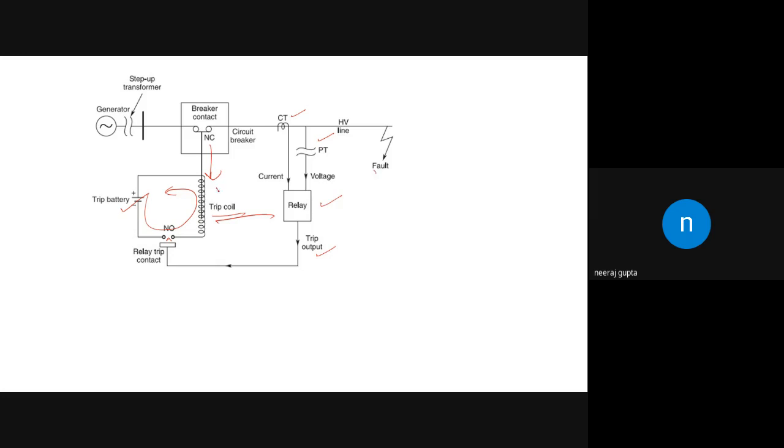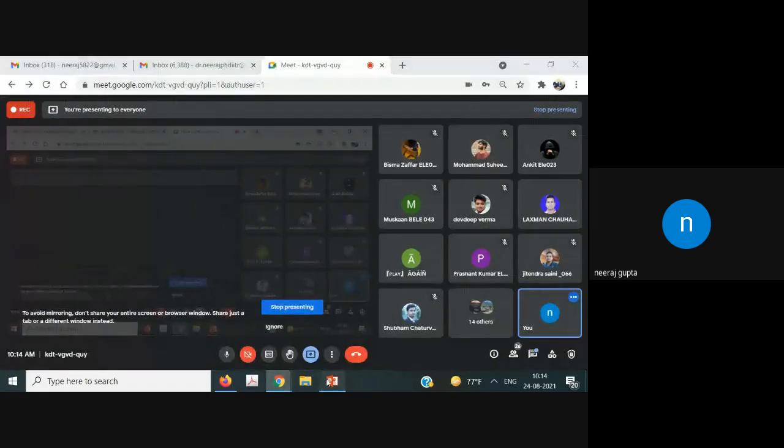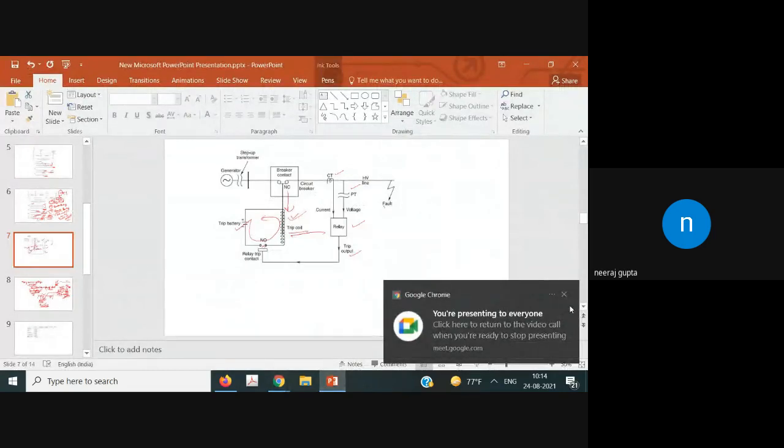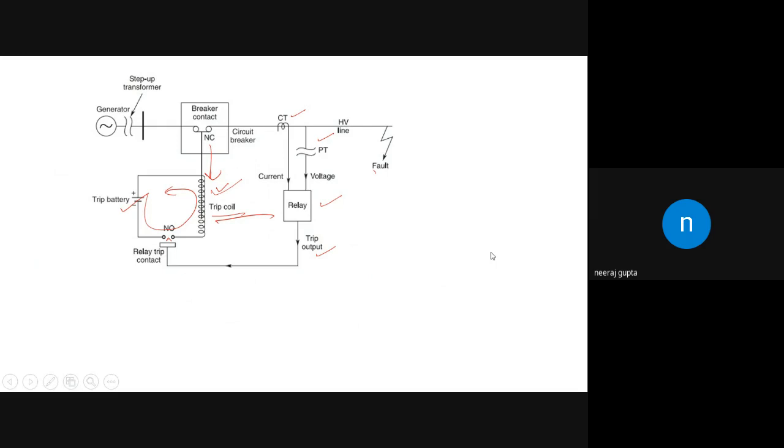So this is how it works. We can discuss the whole process of the circuit breaker later, because in the last part of the syllabus we have the topic related to circuit breakers and the different types of circuit breakers. Now this is the basic mechanism, and this is about the trip mechanism.